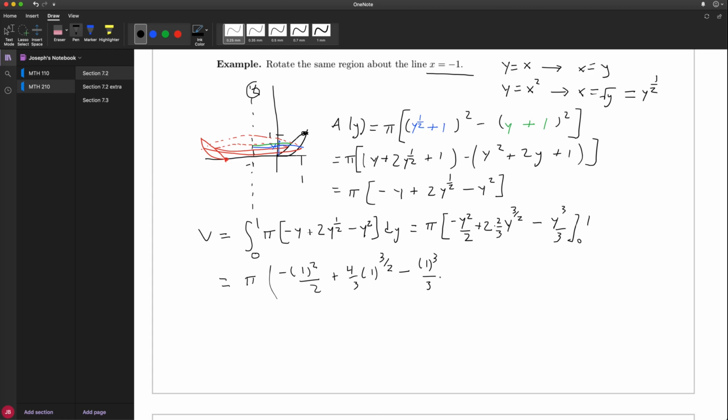Now if we plug in 0, I'll just quickly talk through this. 0 to the 3/2 is 0, and 0 cubed is also 0, so all of that's 0. It's nice when it works out that way. So this is minus 1/2 plus 4/3, and 1 to any power is just itself, class, and now minus 1/3. 4/3 minus 1/3 is 3/3, also known as 1, minus another half is 1/2. So I get pi times 1/2, better known as pi over 2.